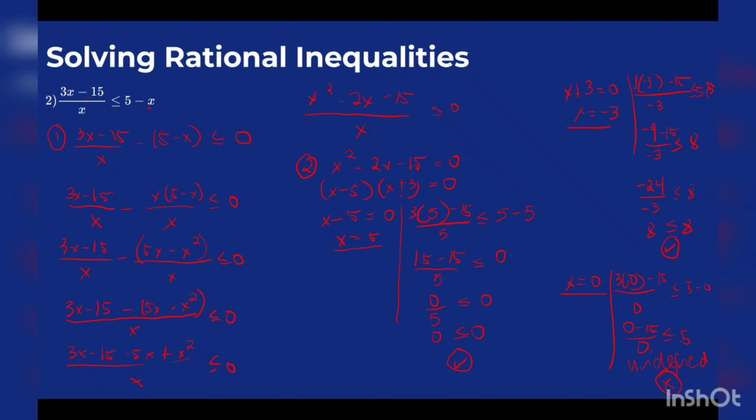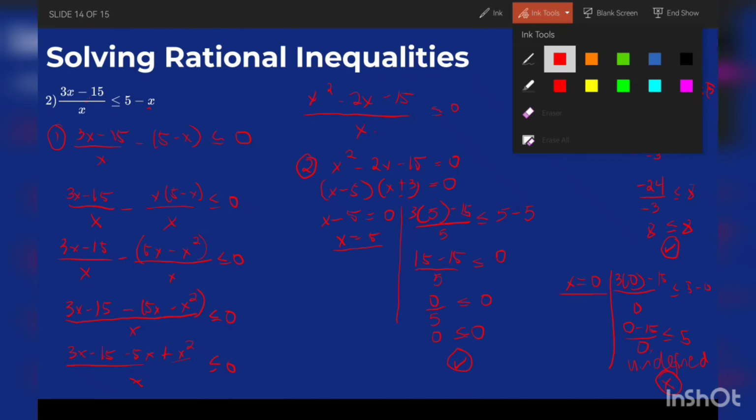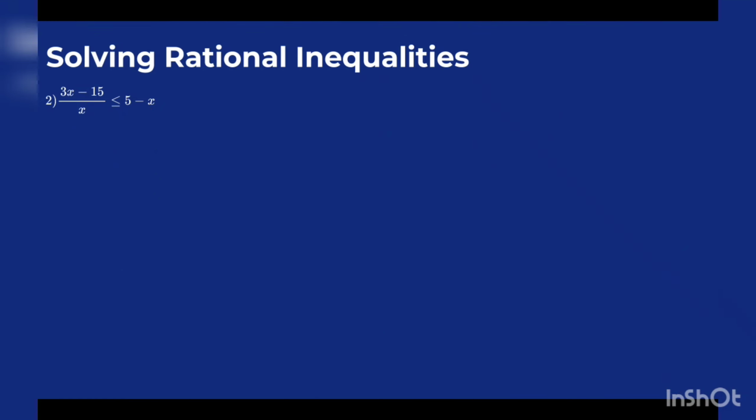So if you have your critical values and have tested them, we can now proceed with drawing the number line. So from step number 2, we have the critical values. x is equal to 5, x is equal to negative 3, and x is equal to 0. So 5 is included, negative 3 is included as well, while 0 is not included.